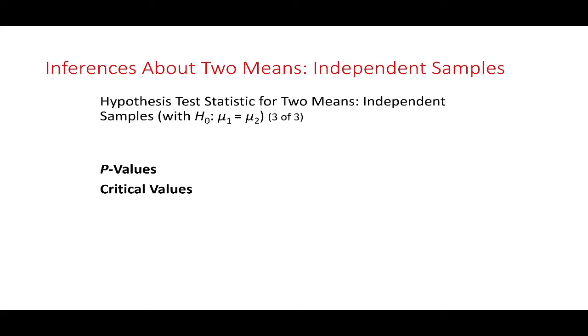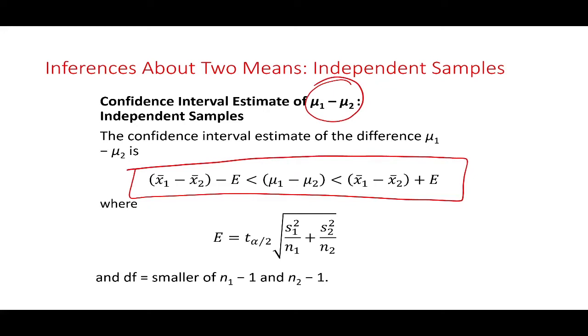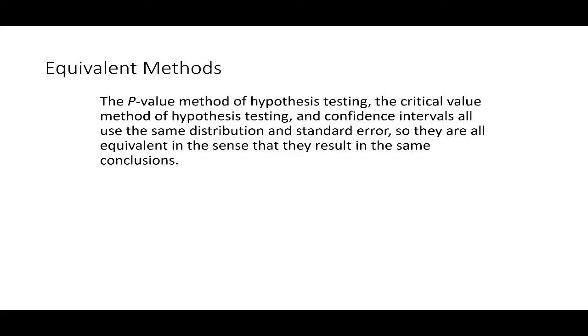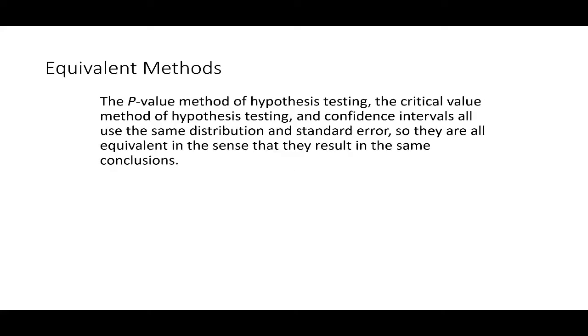We are again going to use either the p-value or critical values for the hypothesis testing, and we also find the confidence interval to estimate the difference between these two means. We have to find this value for the confidence interval, where E is the margin of error, which can be calculated by using this formula. One more time, these are the formulas you should know, but we can also use technology for finding this confidence interval. I'm going to show you how to do that. The p-value method, the critical value method, and the confidence interval all use the same distribution and standard error, so they are equivalent. Okay, so this is the information you need.